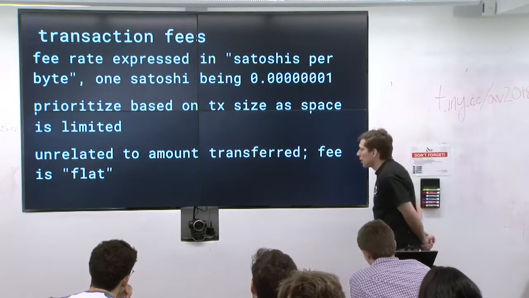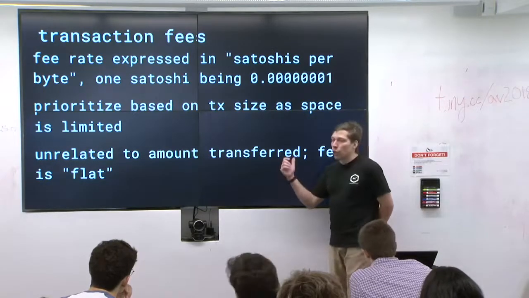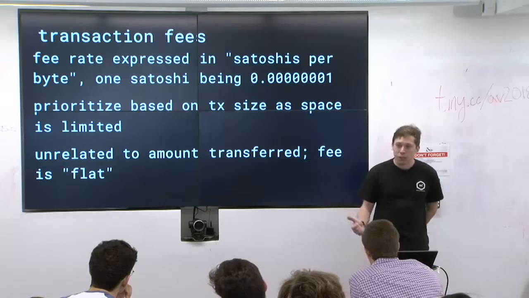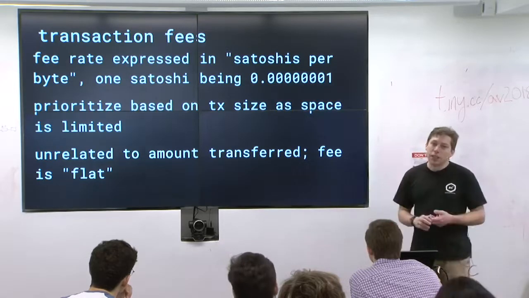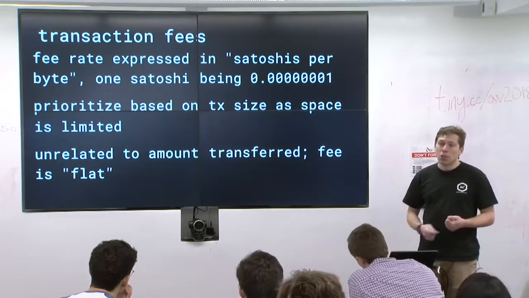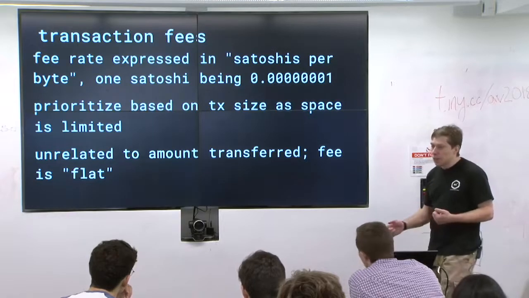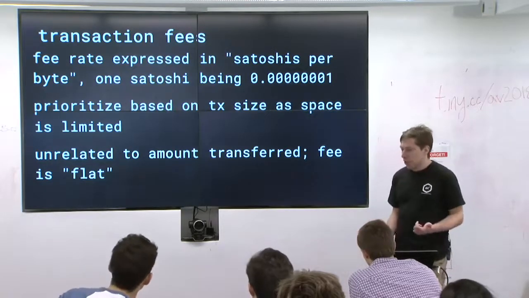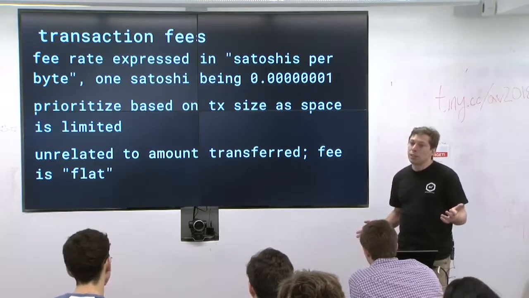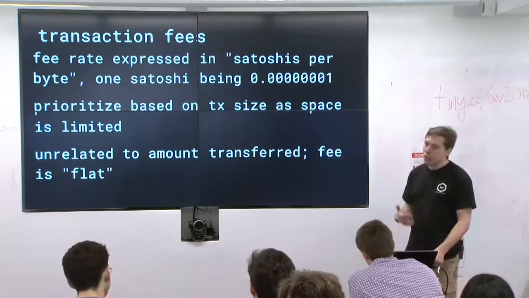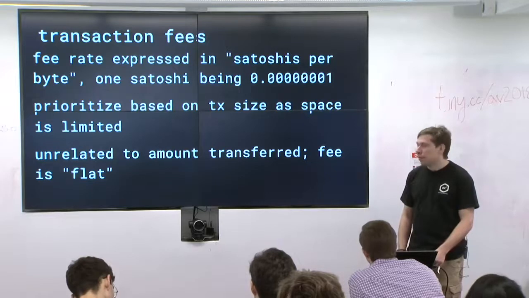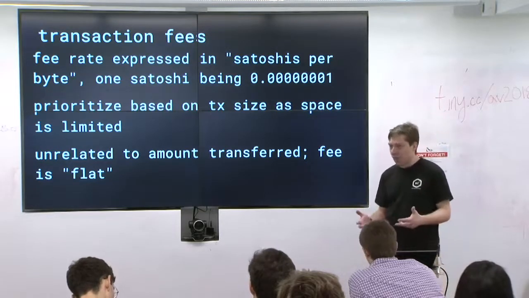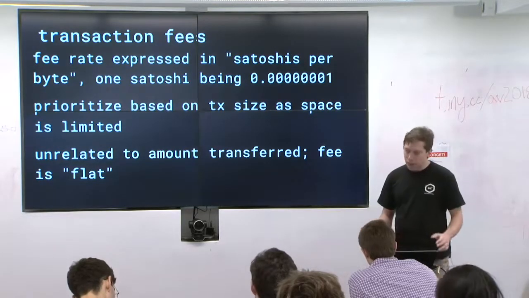What's also interesting is that it's totally unrelated to the amount of coins being transferred. In that sense, the fee is flat. Whether you're sending 100 Bitcoins or 1 Bitcoin or a millionth of a Bitcoin, the miner doesn't really care. It's just based on space. You're paying for your data usage of the network, and your actual monetary value transferred is unrelated to that.